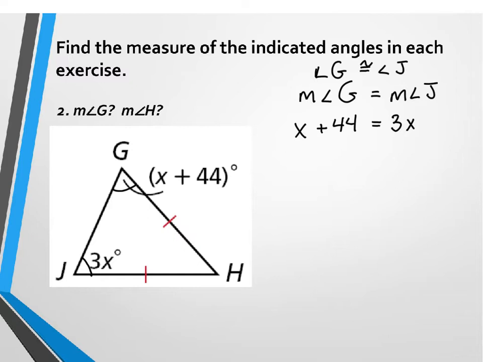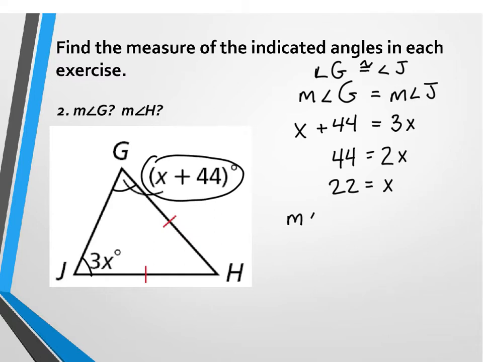So subtract x from both sides, and we get 2x. Then divide both sides by 2, and we get x is equal to 22. If we plug that back in here to find our measurement of G, we would get 22 plus 44, which equals 66 degrees.